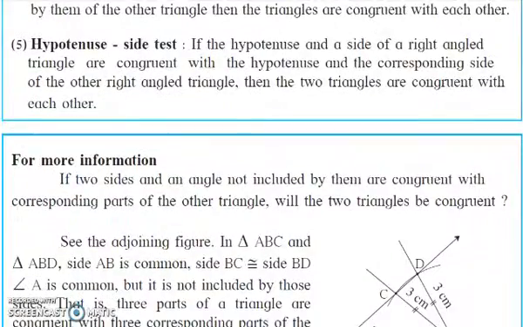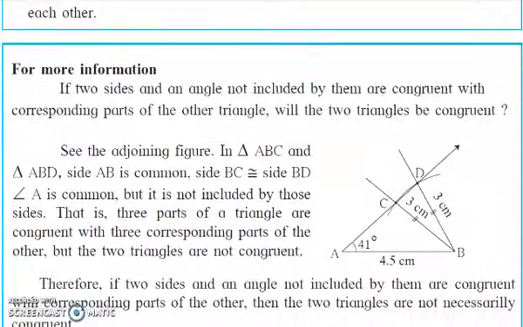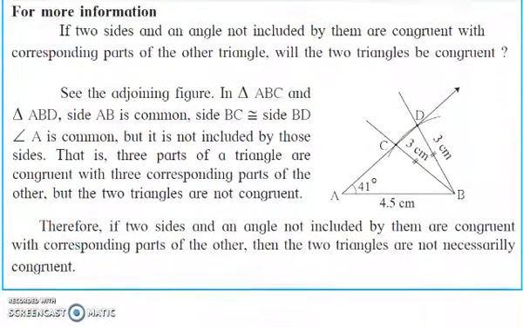Now further more information is given here. If two sides and an angle which is not included by them are congruent with the corresponding parts of the other triangle, means the two sides and the angle which is not included in the two sides, will the two triangles be congruent? So let us find the answer to this question.